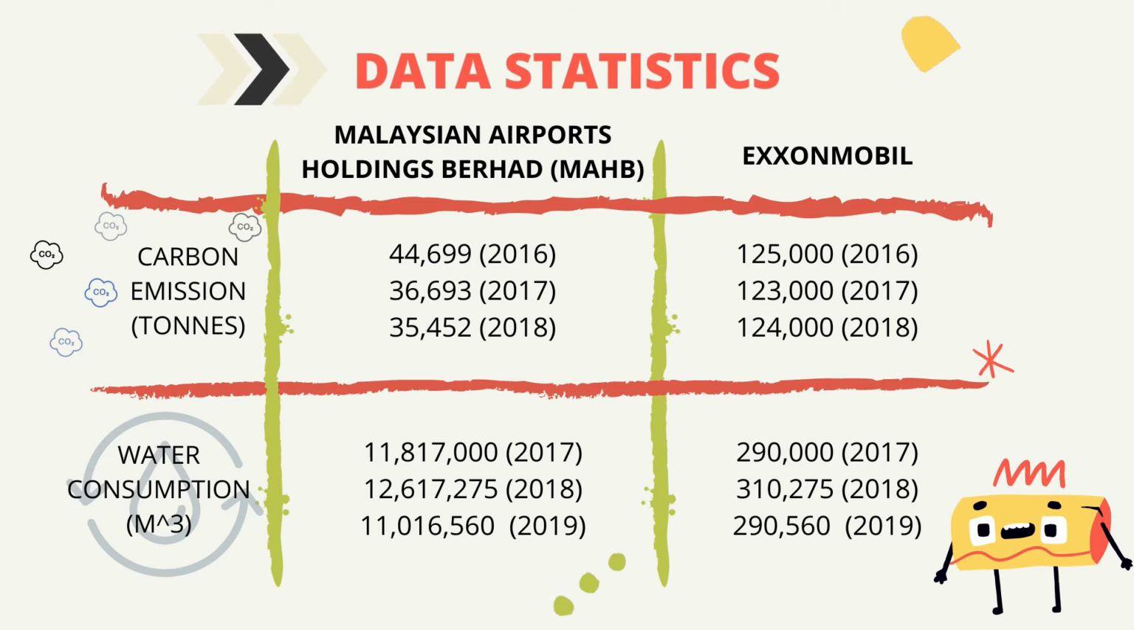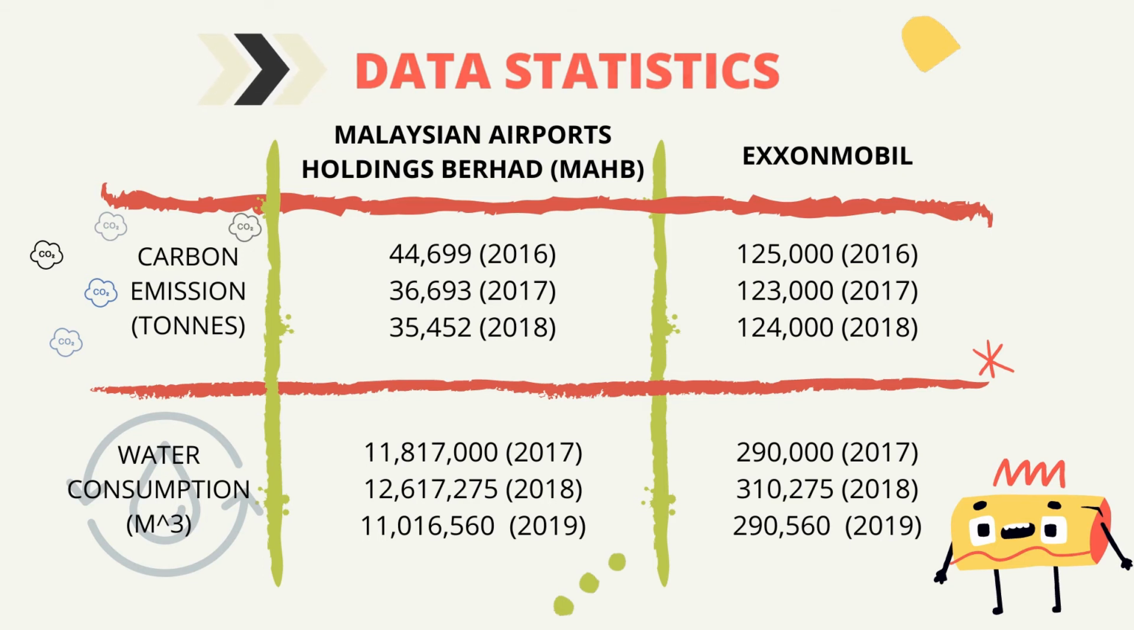The next type of data statistic is water consumption. As for water consumption, both companies, Malaysia Airports Holdings Berhad and ExxonMobil, slightly increased between 2017 and 2018, but they decreased in 2019, which is a good sign for their companies to succeed in sustainable development goals.